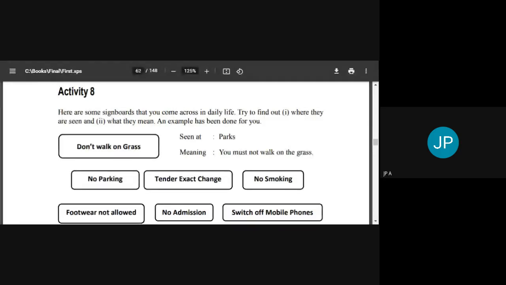Okay, the next one is tender exact change. So some of you it might be familiar, but some of you it may not be familiar. It is usually seen in front of cash counters. What is the meaning of this phrase? Tender exact change.